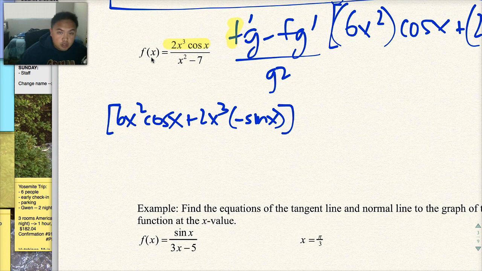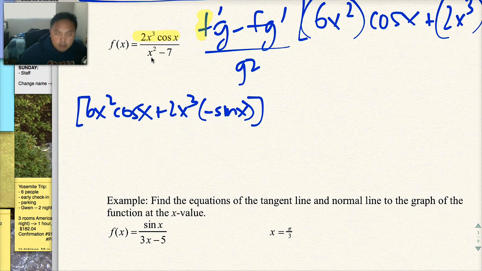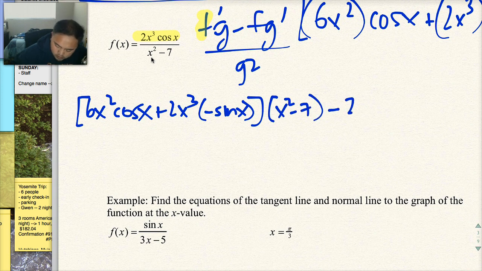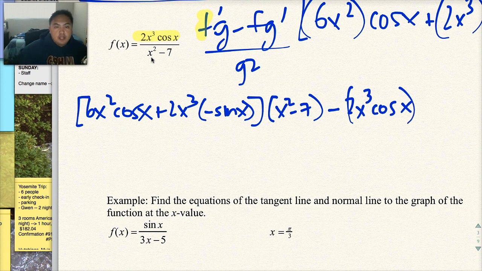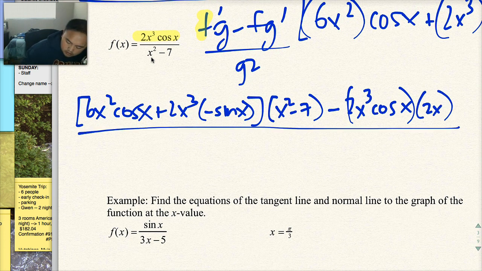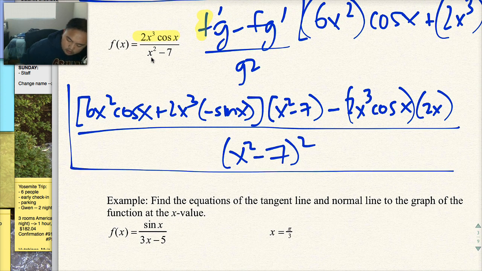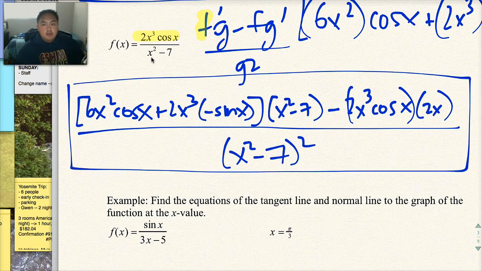Now I will leave the second one alone. In this quotient rule problem, the second one is x² - 7. Minus, leave the first one alone. Remember, the first one is 2x³ cosine x. And the derivative of the second one, or the denominator, in this case is 2x, and this is all over the denominator squared. And that is how you do the quotient rule. Again, you could simplify this even more, and some of you may think this is really ugly, but that's how you solve these types of problems.